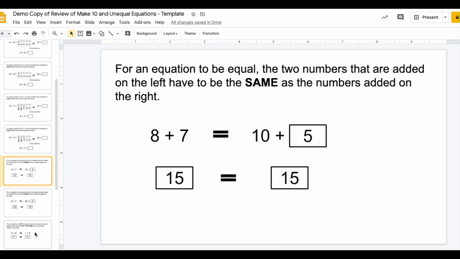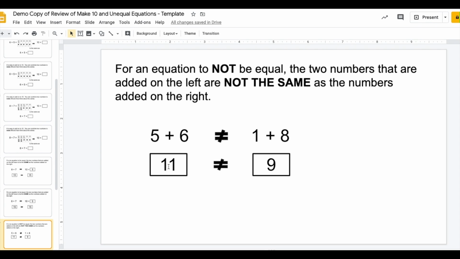Now, when something is not equal, like in this example here, the two numbers that we're adding on the left do not equal the two numbers that we're adding on the right. 5 plus 6, again, I'm thinking in doubles, but you use whatever strategy works best for you. I'm thinking 5 plus 5 is 10 plus 1 is 11. And then 1 plus 8 equals 9. This side is not equal to this side, so that's when we use what's called an unequal sign. So it's 2 lines, but then a line through it.